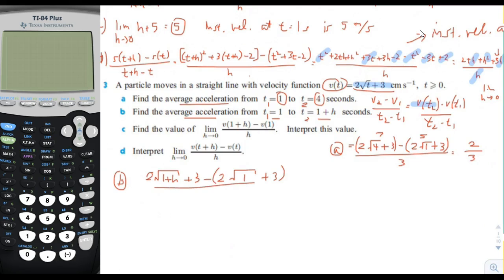And then we're going to divide all that by 1 plus h minus 1. So in the denominator, we end up with just h. In the numerator, we have kind of a messy thing here. It's 2 square root of 1 plus h, and then plus 3 minus 3, and then minus 2 square root of 1, looks like that, okay? And then we could take the 2 and factor that out.